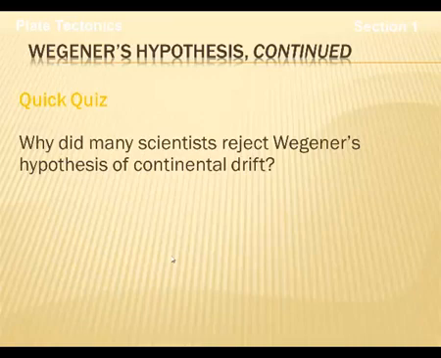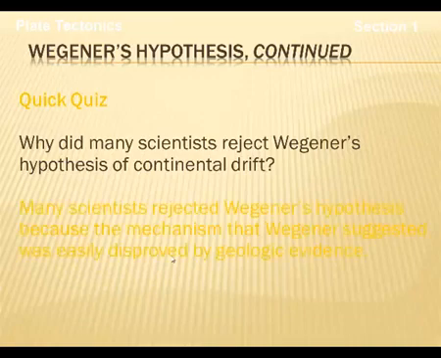In science, it's not enough for us to have evidence. We also have to have a way in which the process that we're predicting could occur. We have to have a mechanism that would drive this process. And so many scientists rejected Wegener's hypothesis because the mechanism that he suggested was easily disproven.